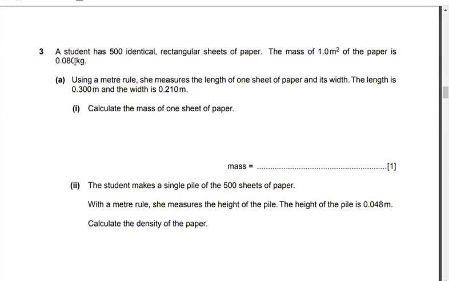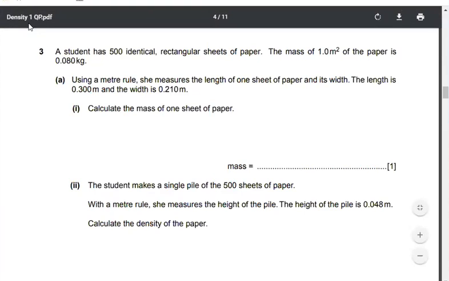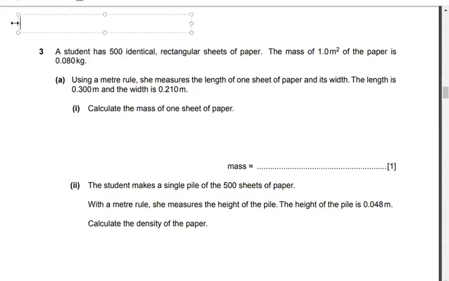Sir, I did not understand this question. Okay, wait, I am writing something here. Just check whether you have understood this or not. If it is 1 meter square, its mass will be 0.080 kg. Clear?